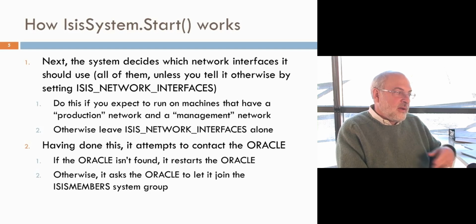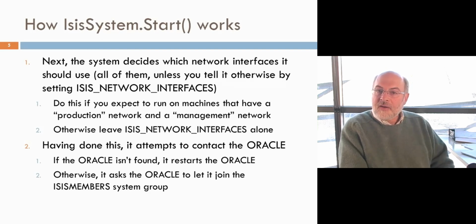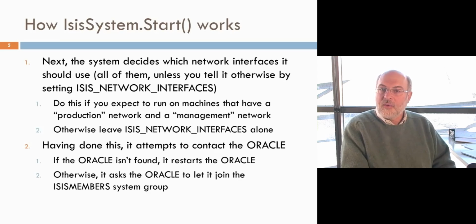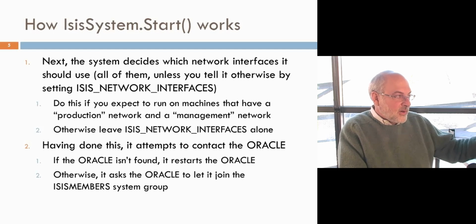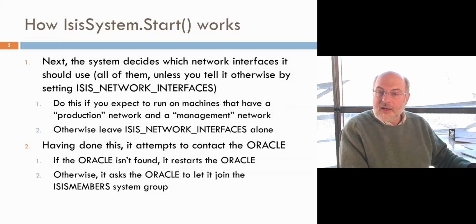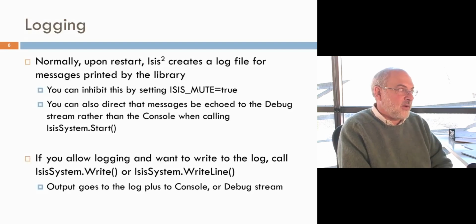Now, once it's done that, the job of your application is to connect to the existing system if it's running and otherwise relaunch it. And for that, we have to find the membership oracle. So what ISIS is going to do is to look for a network oracle, and if it can't find the oracle, then if it's allowed to, it will restart the oracle on this machine that you're launching on. If it's not allowed to, it'll fail at that point and say, I can't do it.